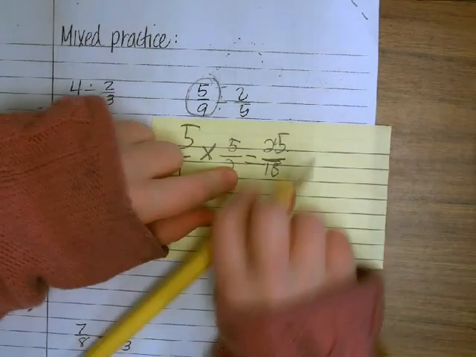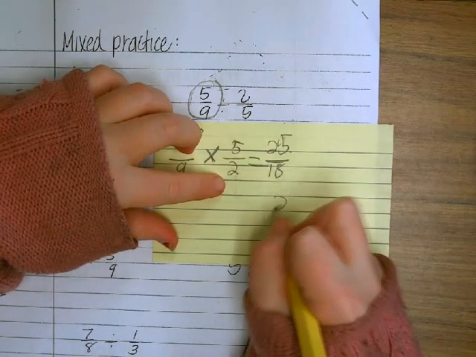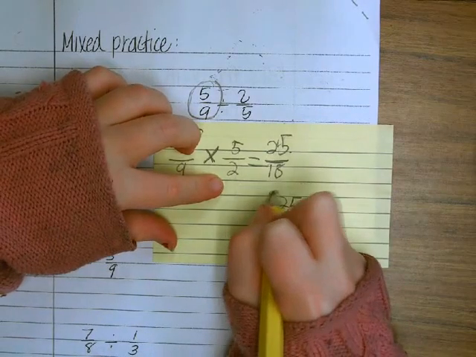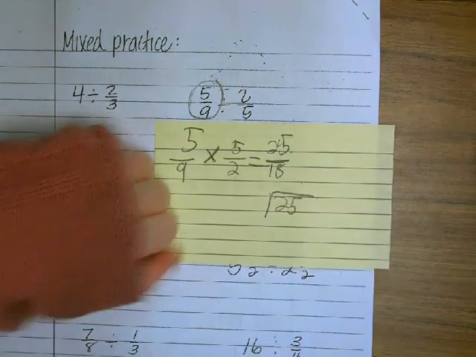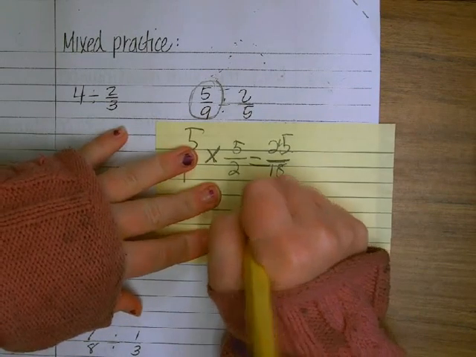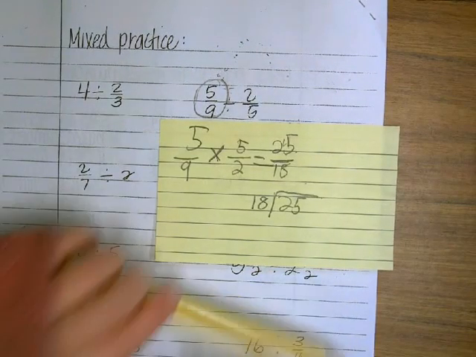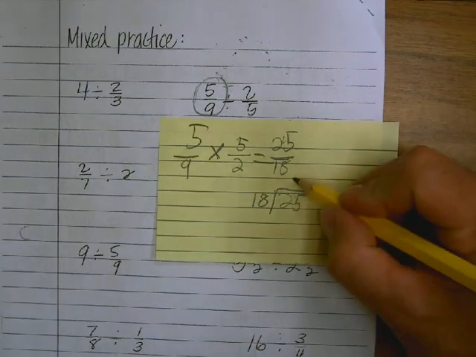So it's going to be 25 divided by 18. Do it. Write it down. How many times does 18 go into 25? Goes one time, right? Yep. And 1 times 18 is 18.